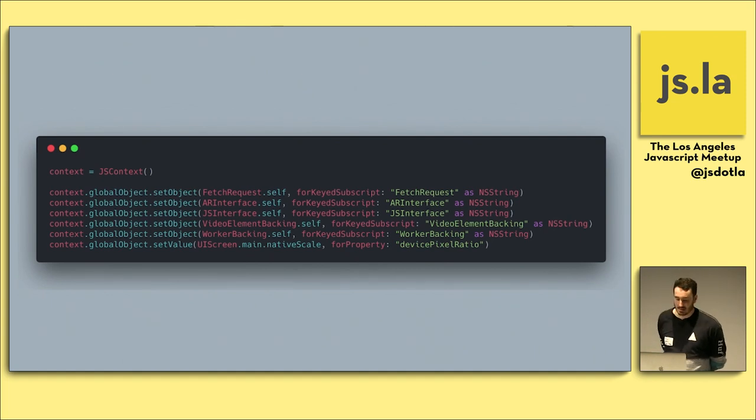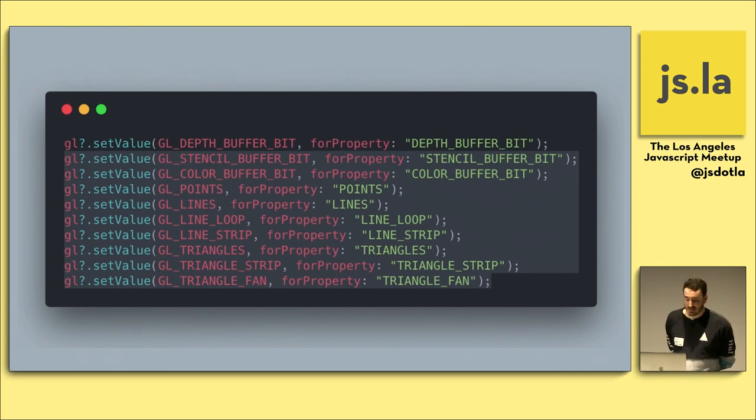So this code just initializes the JS context and then shows what it looks like to literally bind some Swift classes to that JavaScript context for things like fetch and videos and everything else we use. WebGL is actually a really close binding to OpenGL. It's not exactly the same. You have to tweak a few things, but it's quite straightforward to implement.